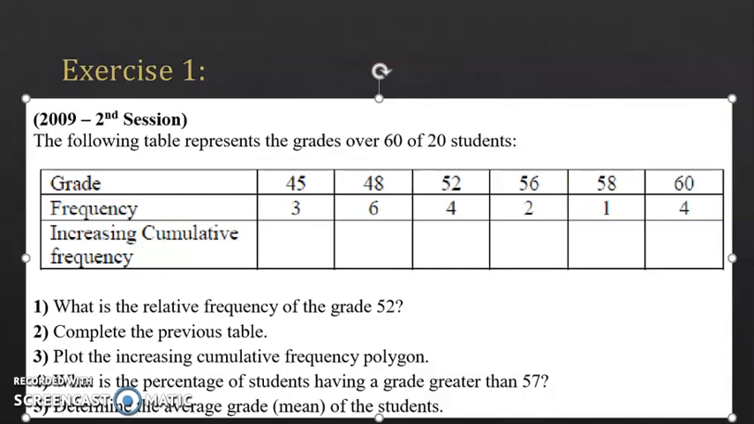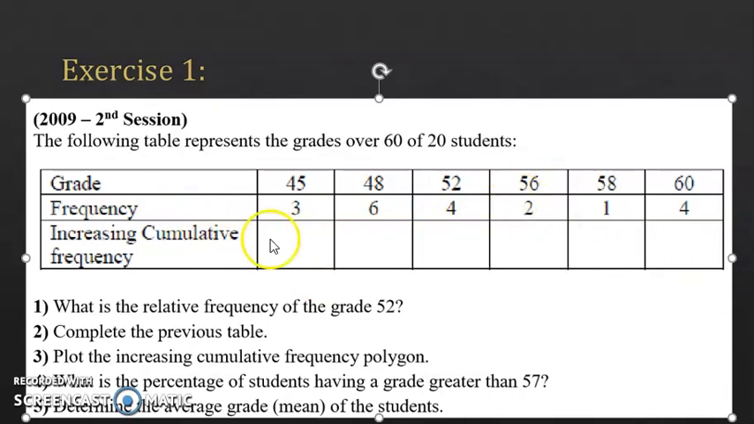It's taken from the second session of 2009. Now pause the video, read it carefully and try to do it by yourself. The following table represents the grades over 60 of 20 students. Now from this, you should be able to know that the total frequency is 20, even if they didn't ask you to determine the total frequency. Now these are the grades and the frequencies, and this one is empty, the increasing cumulative frequency.